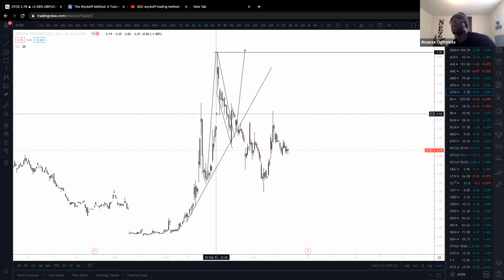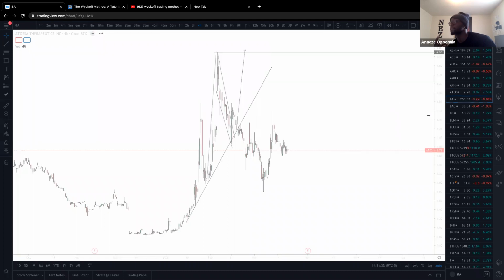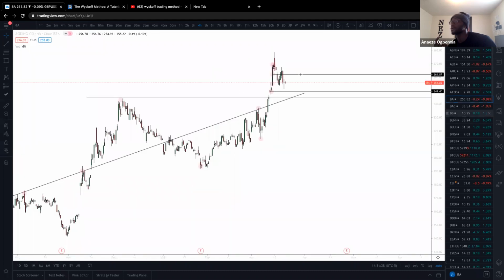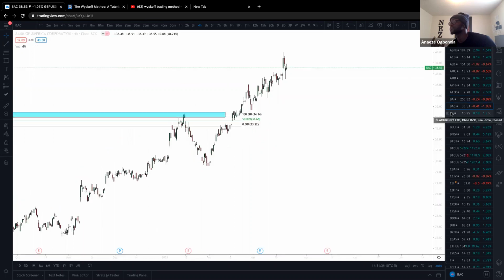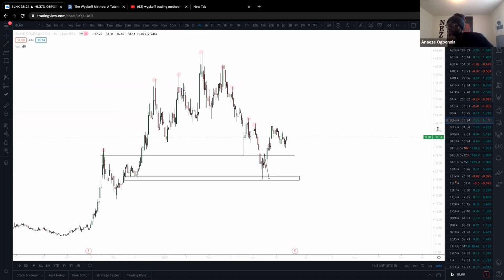So this one, I think, didn't go how I wanted it to go, but BA, like I told you just now, break of structure, we might become bearish on Boeing. BAC seems like we got the 50 entry, but yeah, like I said, that's Blink.